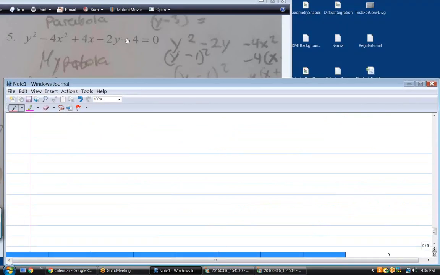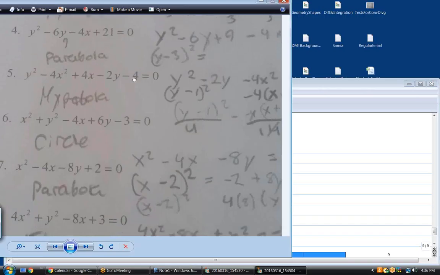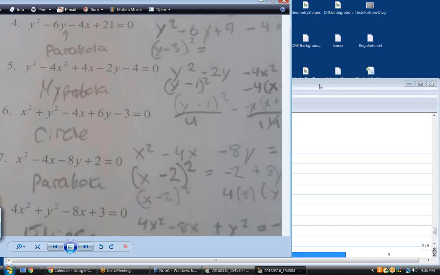Now let's do parabolas, because parabolas have their own uniqueness to them.